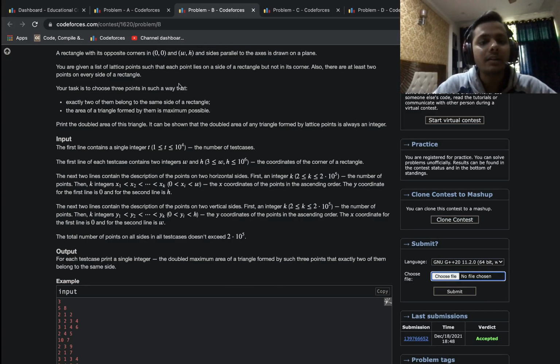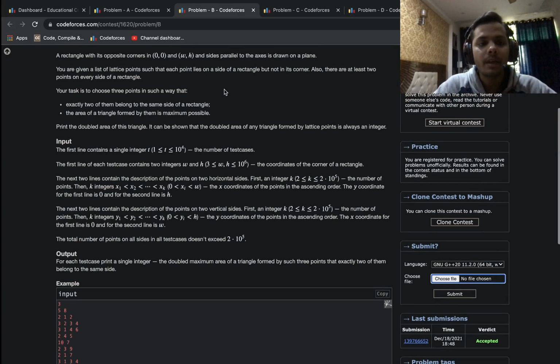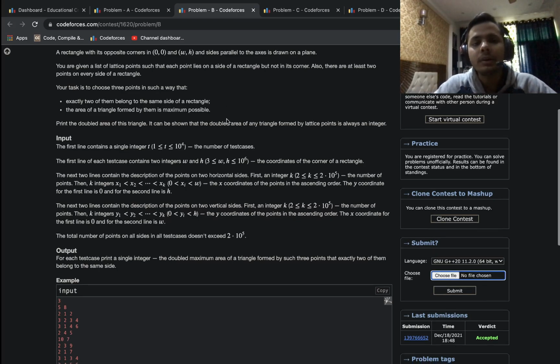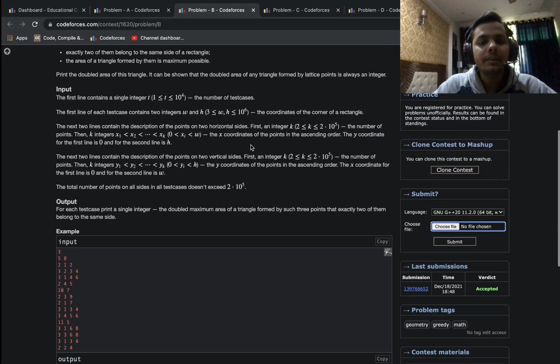And our task is to choose 3 points from all the points that we'll be given, such that exactly 2 of them belong to the same side, and the area of the triangle formed by them is the maximum possible. I'm sorry, the first point is that exactly 2 of them belong to the same side of the rectangle, and the area of the triangle formed by all the 3 points is the maximum possible. Right.